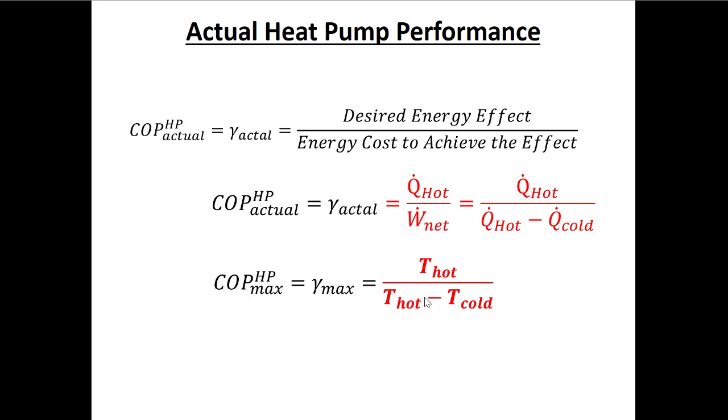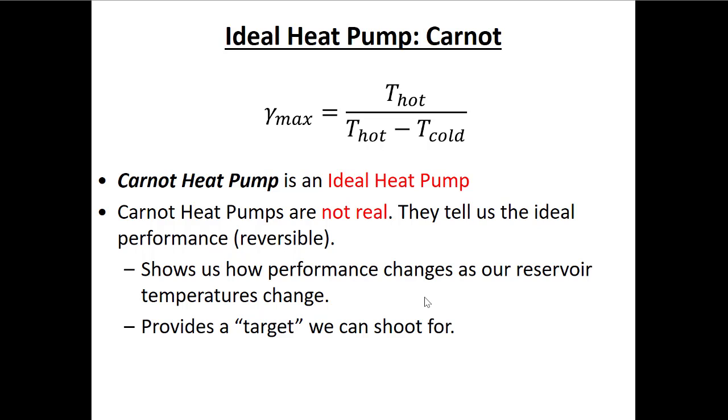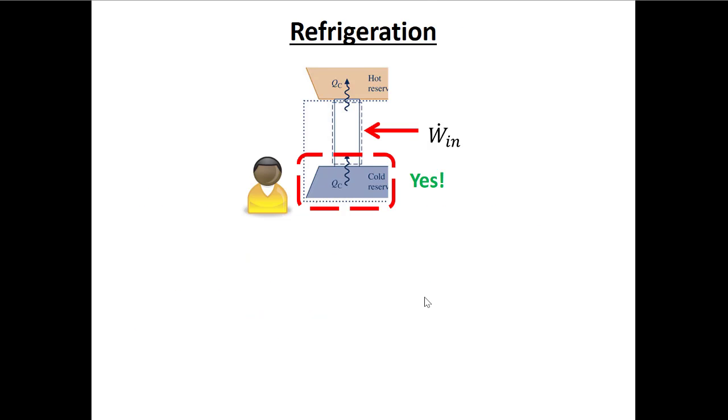But my advice to you is that whenever you're calculating coefficient of performance, Carnot coefficients of performance, or Carnot efficiencies, it's better to just use Kelvin or Rankine because then you won't mess up. All right, so I would advise you to always use absolute temperatures in these equations. Right, so a Carnot heat pump is an ideal heat pump. It's not real, but maybe looking at this equation tells me how I can get better performance. It shows us how performance changes with temperature, and it gives us some target that we can shoot for. Right, so what's the theoretical maximum that we could possibly get?